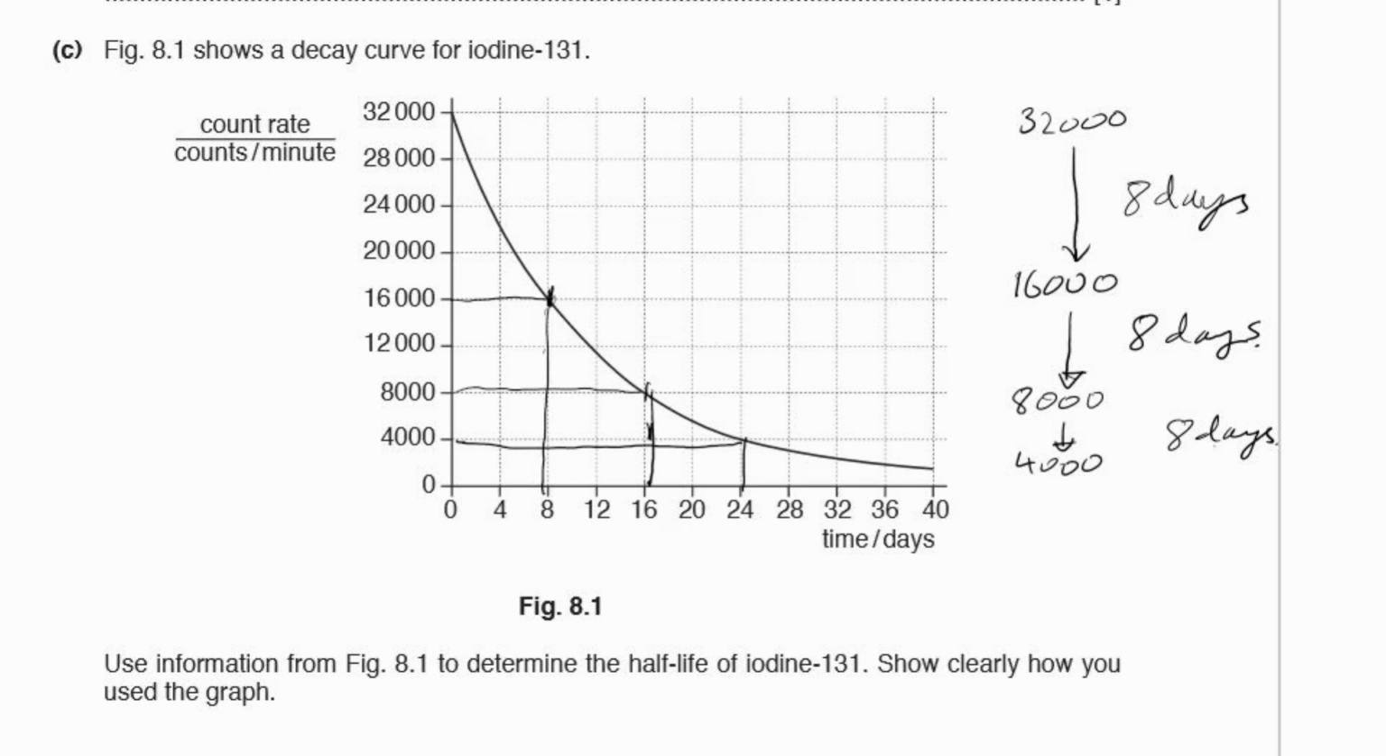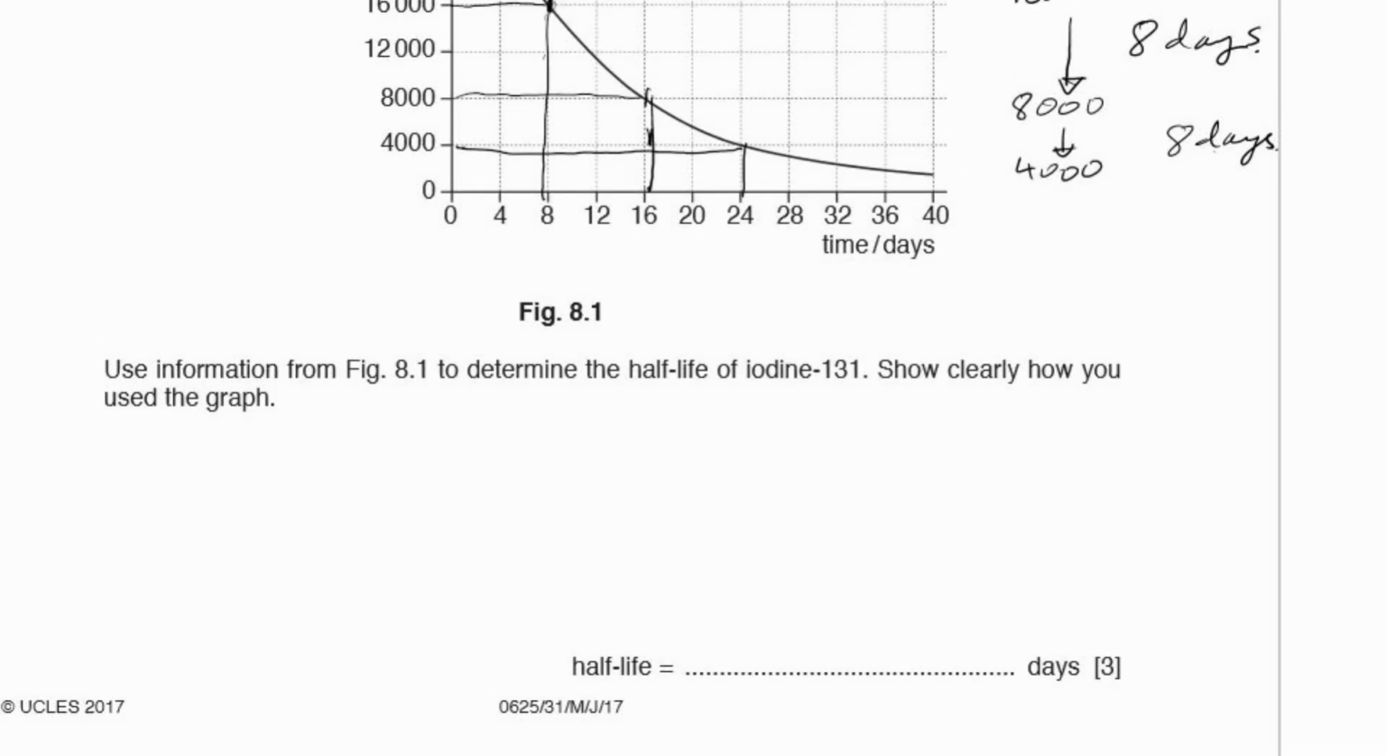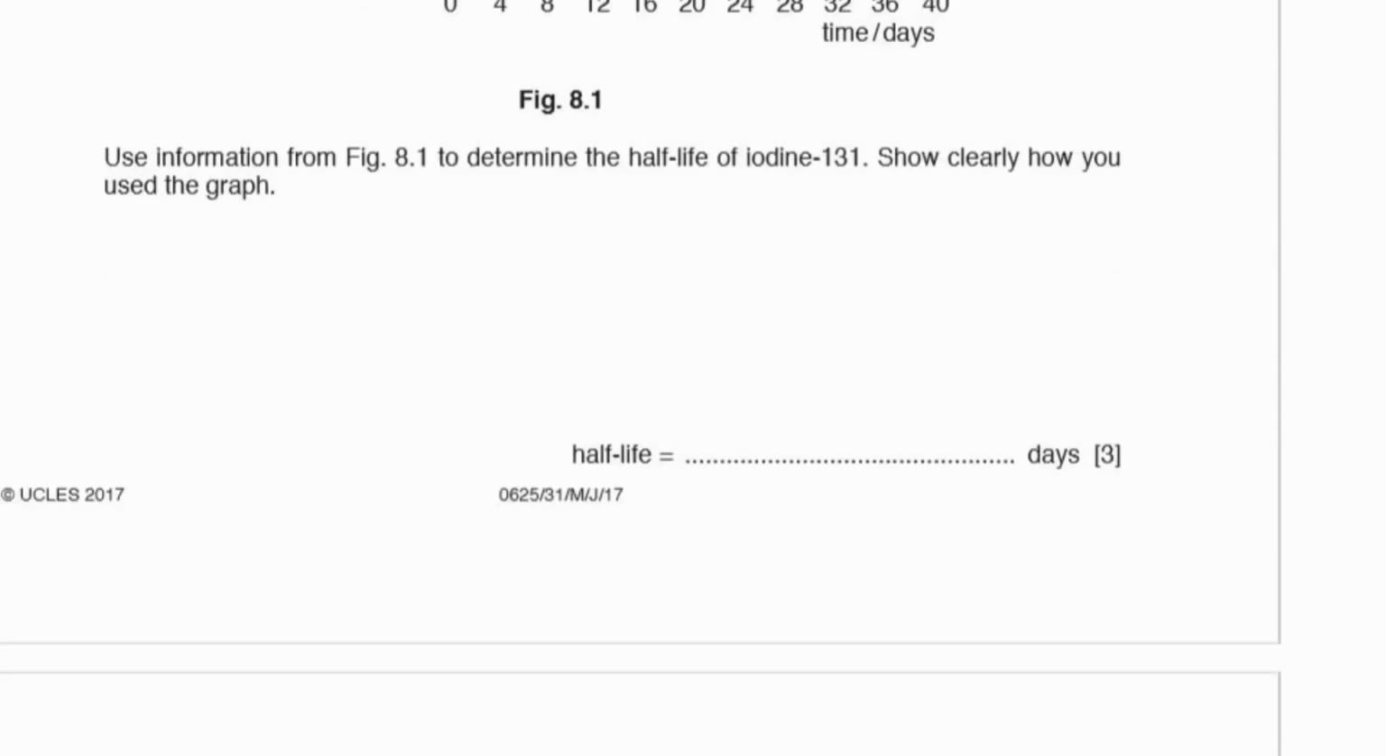Show clearly how you've used the graph. Right. So I've drawn lines on the graph. It's pretty clear what I'm doing. I've got a little section there. What I'll do is count, and I'll put time to reduce by half, which is a half-life. And there we go, that pretty much shows exactly how I got the information.